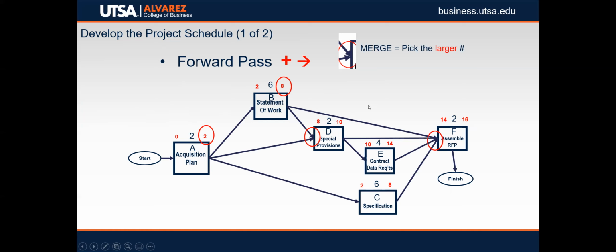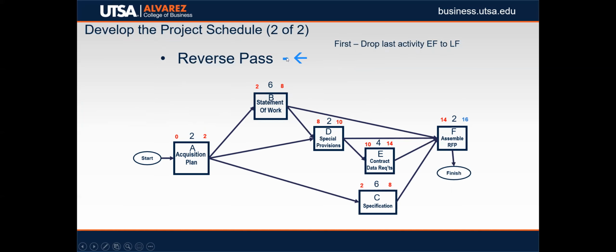Now we're going to do a reverse pass. Reverse pass is, I put a negative sign here because you subtract going backwards. And I'll show you how that works. One of the biggest mistakes that project managers make when they're doing the reverse pass, they forget the very first step is to drop the last activity, this activity here, F, the early finish to the late finish area.